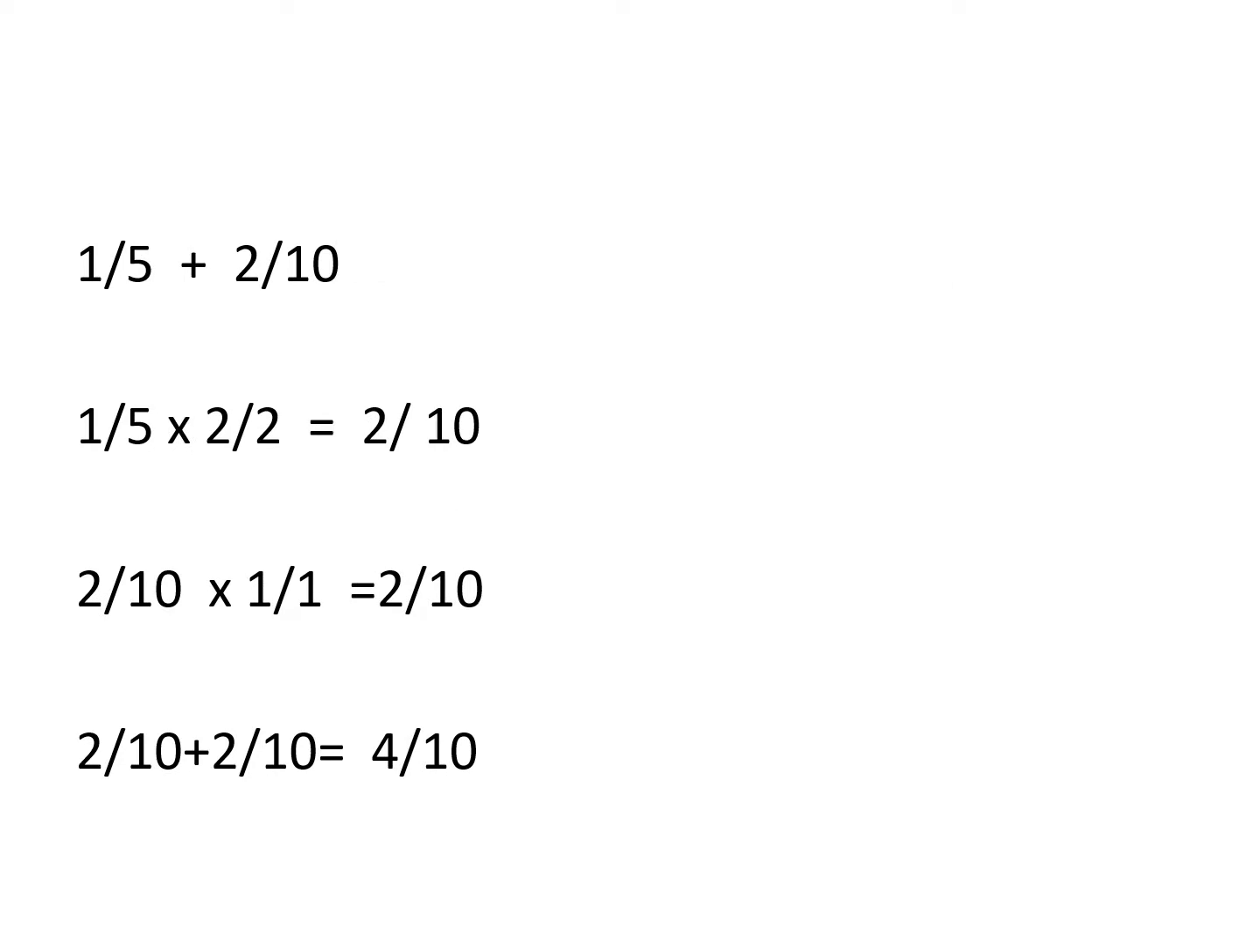Now see example 2. First fraction is 1/5 and the second fraction is 2/10. Again, both the fractions have different denominators. That means both are unlike fractions. How can you make them like fractions? By multiplying 5 with 2. While you are making the equivalent fraction, you have to multiply numerator and denominator with the same number, right? Then 1/5 multiplied by 2/2.